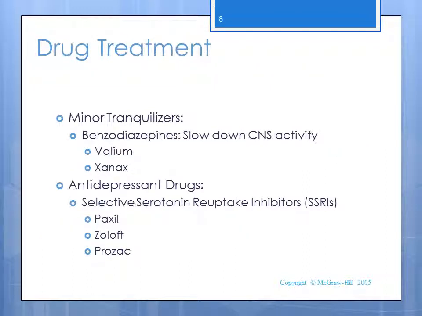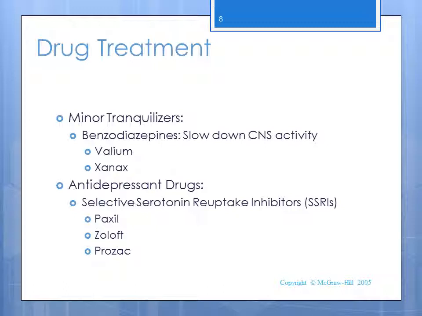So then in terms of treatment, we have a number of different treatments here. Drug treatments for anxiety. You might be prescribed a benzodiazepine, which slows down activity in your central nervous system. Specific examples include Valium and Xanax. You may also be prescribed some antidepressant drugs.